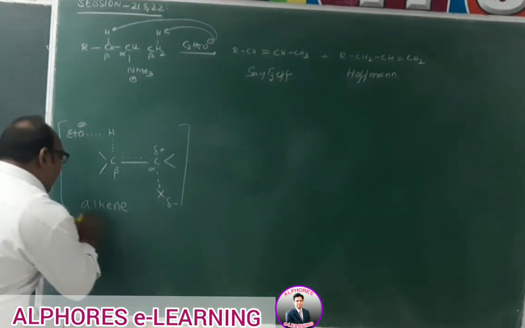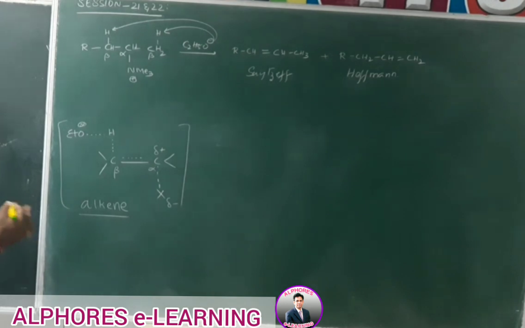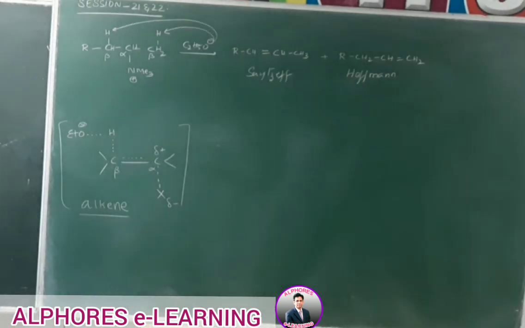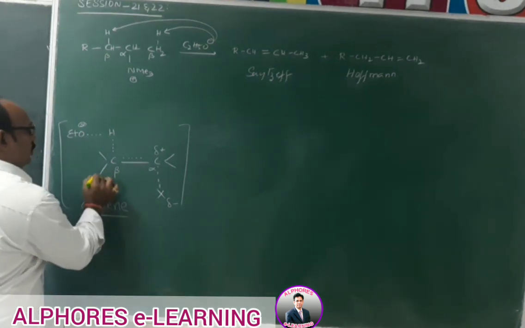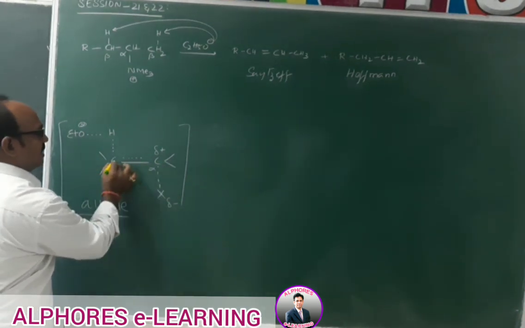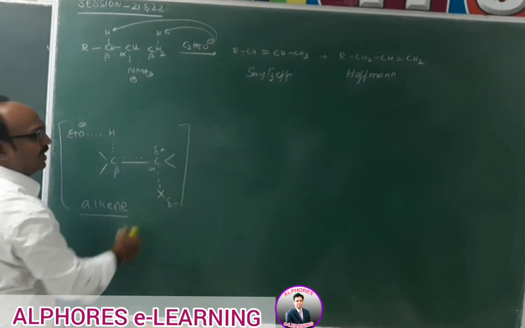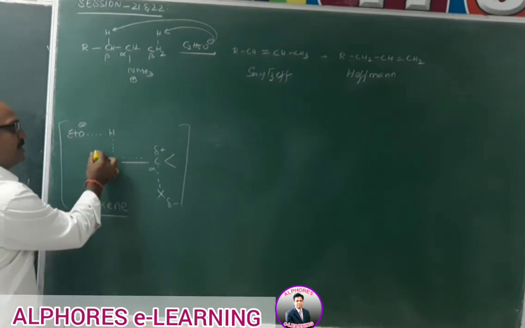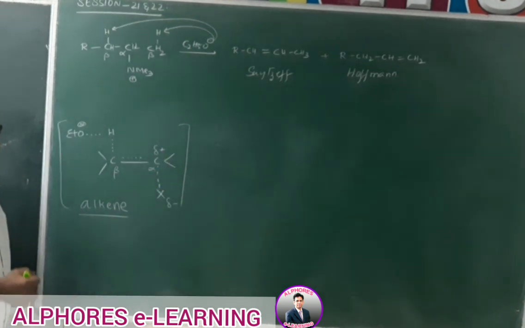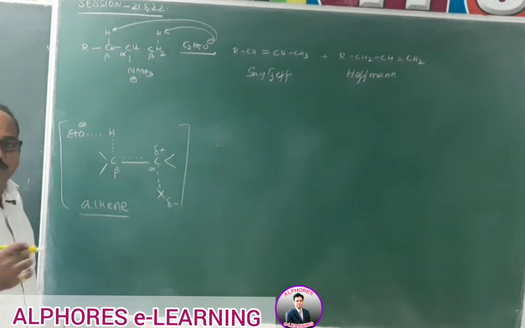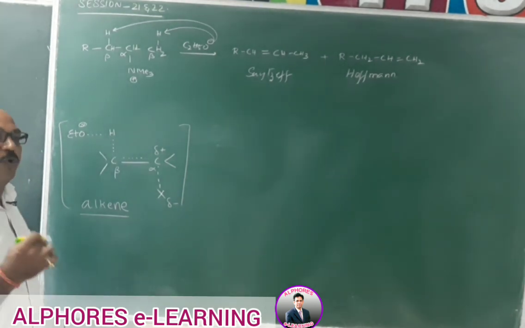So which alkene is more stable? When this transition state is more stabilized depends purely on the number of alkyl groups attached to these two carbon atoms. If these two carbon atoms are attached to a greater number of alkyl groups, that will be the more substituted alkene. So obviously we know that the more substituted alkene is the major product and the more substituted alkene is more stable.